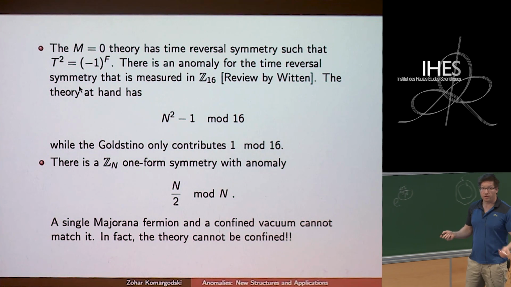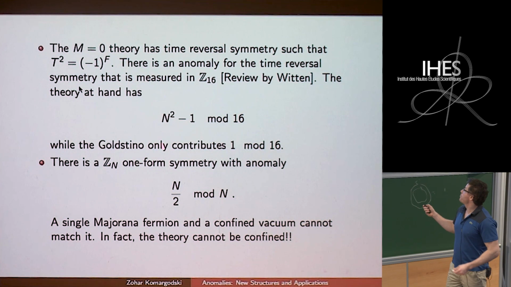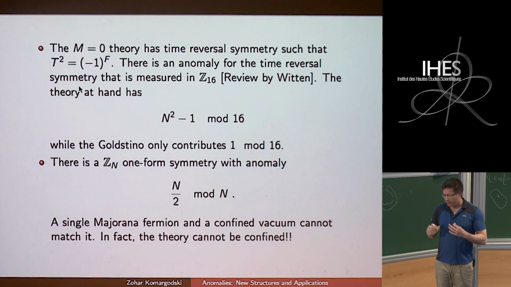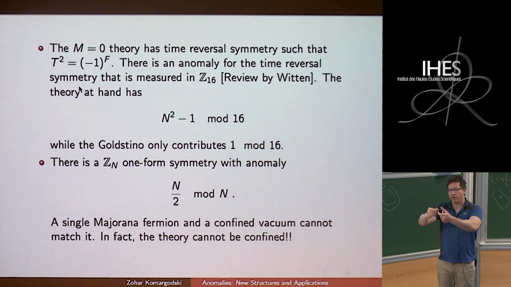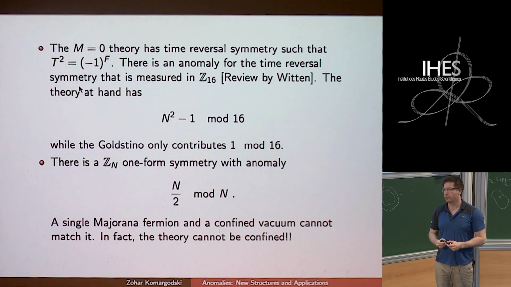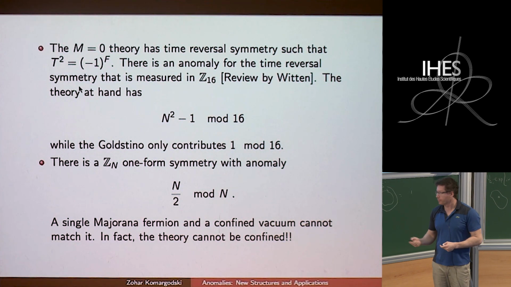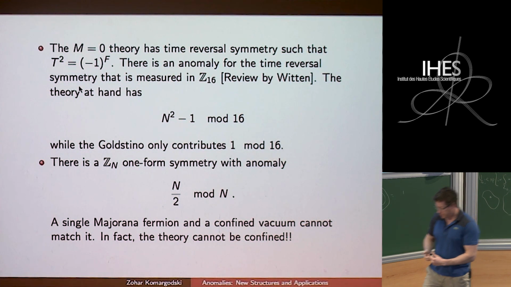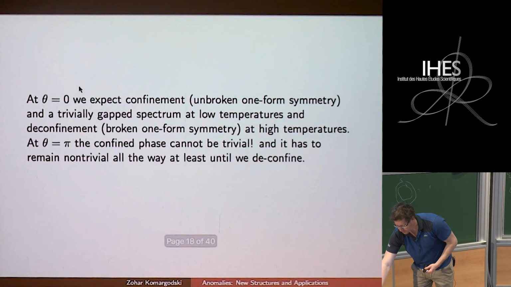Another thing that also leads to a contradiction is time reversal symmetry. The massless theory has time reversal symmetry, and it turns out that this splitting joining issue with codimension 1 topological surfaces, which are the time reversal topological surfaces, leads to a difficulty mod 16. So instead of, remember in the Z2 case, it was a plus minus thing.